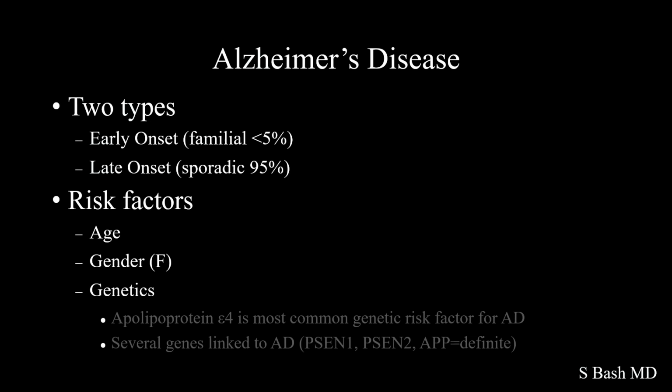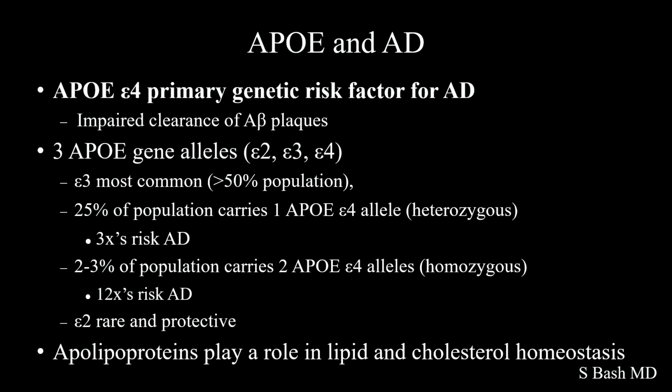And the primary risk factors for this are age. It's more common in females than males, and there is a strong genetic predilection. And it centers around this apolipoprotein, ApoE4. ApoE4, that allele, is the primary genetic risk factor for Alzheimer's disease, and it is thought to lead to impaired clearance of these amyloid beta plaques.